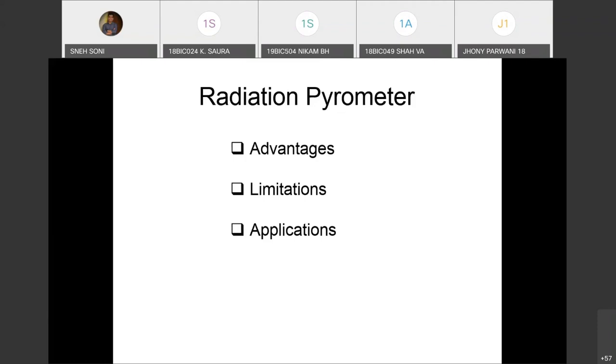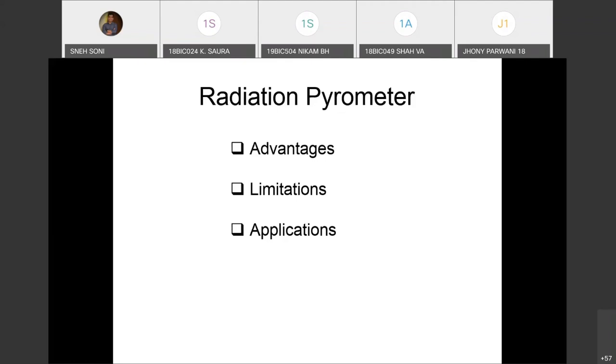Yes, and here you are having non-contacting type measurement, so no need to contact the target, right? So you can also measure the temperature of a remote location body. Okay, right, and it is having moderate cost. Okay. Limitations की अगर हम बात करें, we also need to discuss limitations.